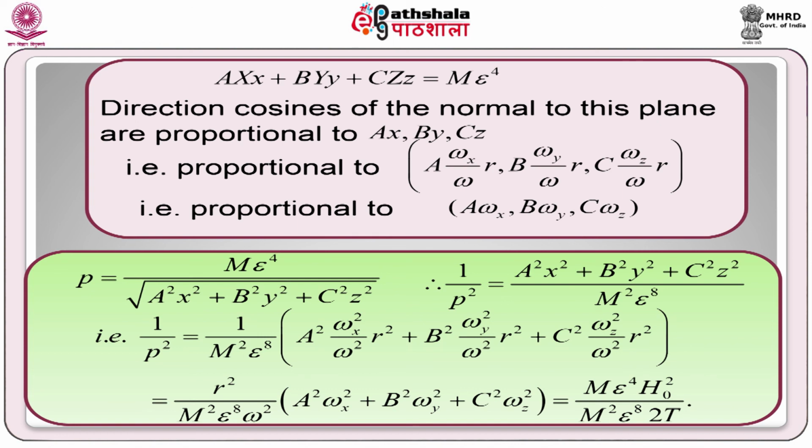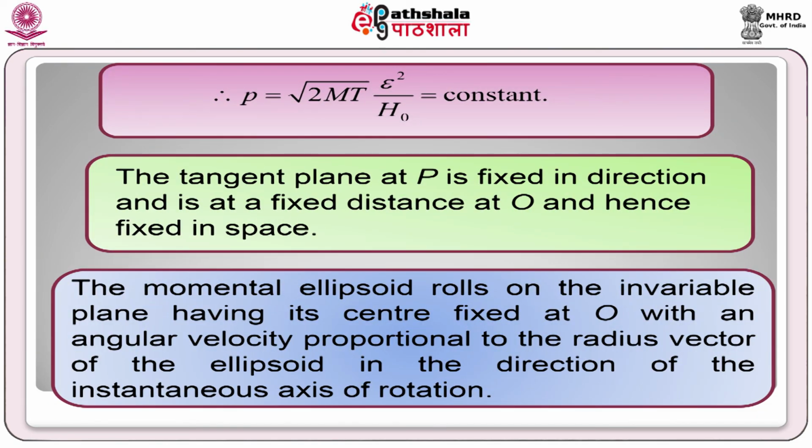The perpendicular distance of the tangent plane from the origin is small p equal to capital M ε to the power 4 divided by the square root of capital A squared x squared plus capital B squared y squared plus capital C squared z squared. This can be written in this way, squaring p squared and then reversing, we get this result. Putting the value of x, we get this result. If we take out ω squared from this bracket, we get this result.